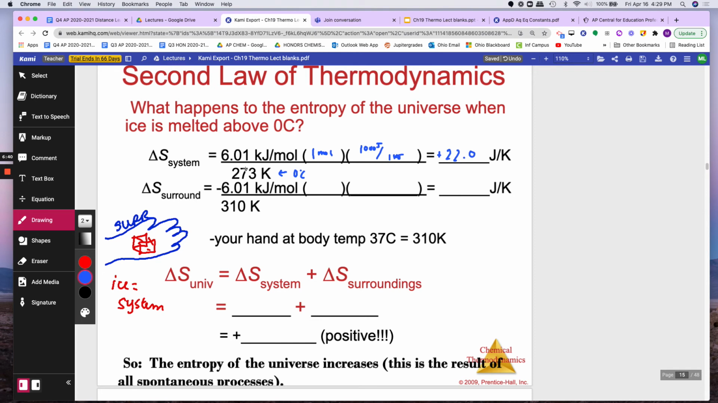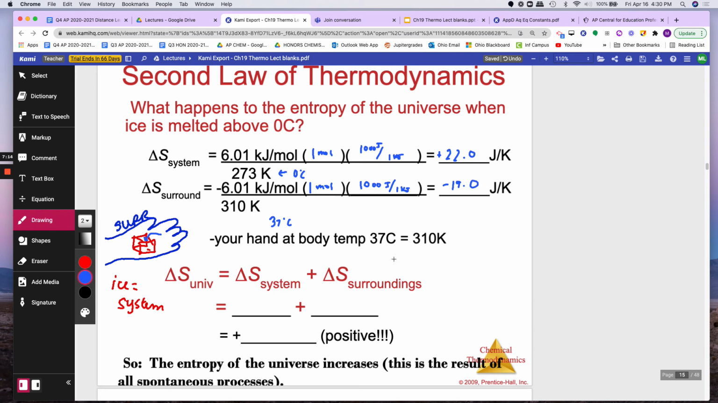So the same energy that went into the ice left my hand. The energy went from the surroundings to the ice. So it's negative 6.01. Let's say I have a mole of the molecules in my hand. The same thing, 1,000 joules per 1 kilojoule. And my hand is warm. It's at 310 Kelvin. So that's about 37 degrees Celsius because my body is about 38.6, right? So my hand is warm. You do that math, I'm going to get negative 19.0.